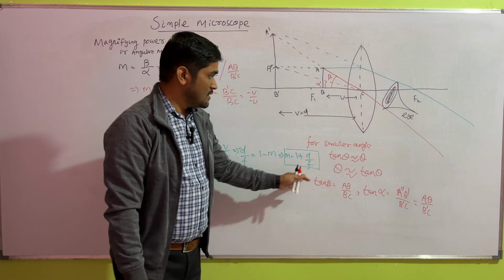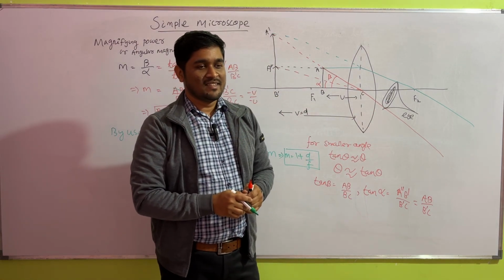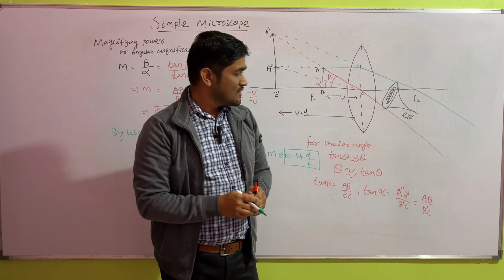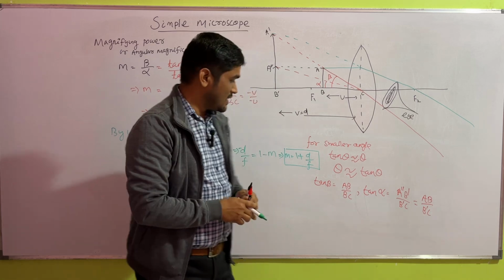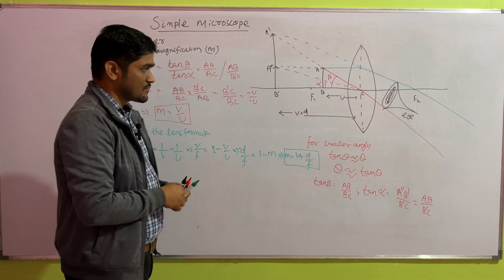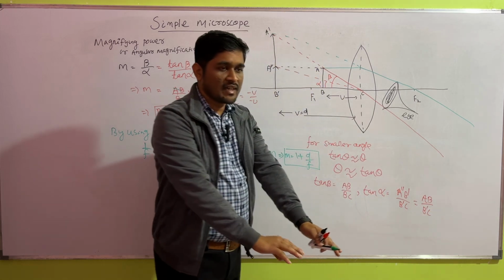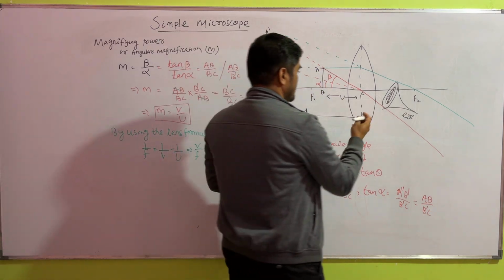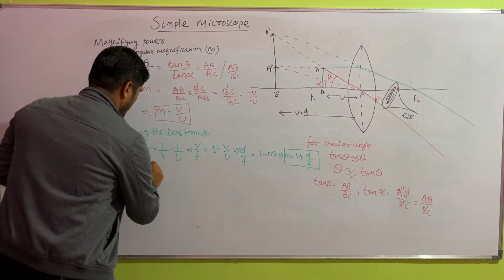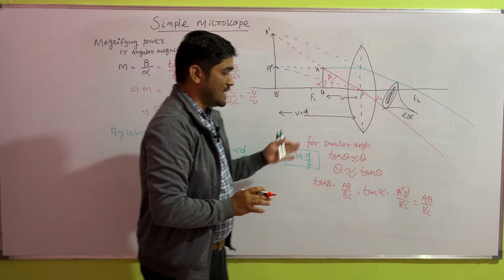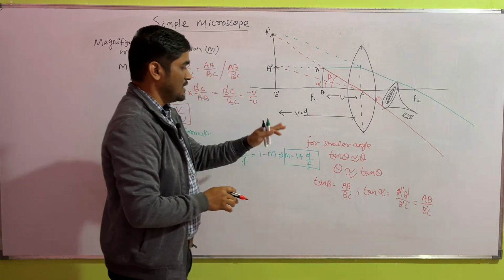So this is when the eye is close to the lens. Yes, when the eye is not close to the lens. Clear? For that case, the eye is situated at a distance a. When the eye is situated at a distance a from the lens.